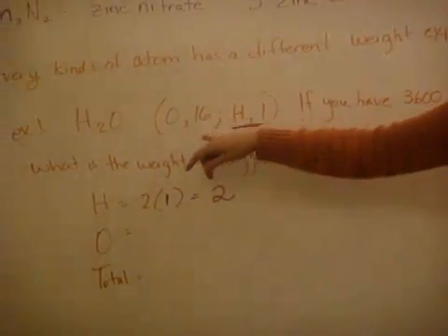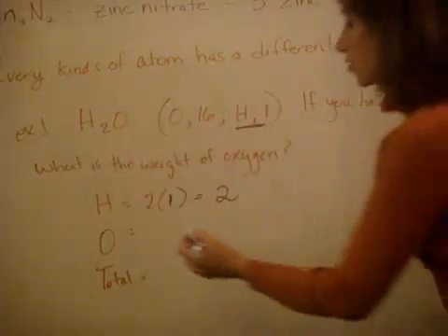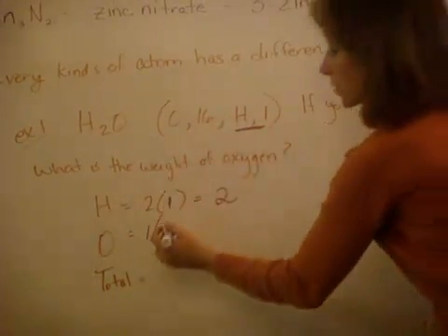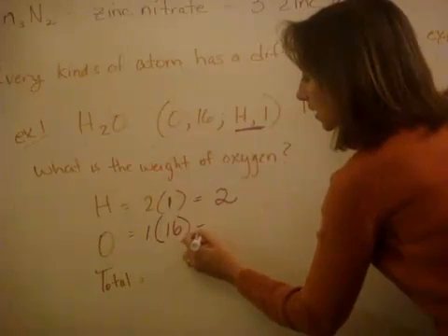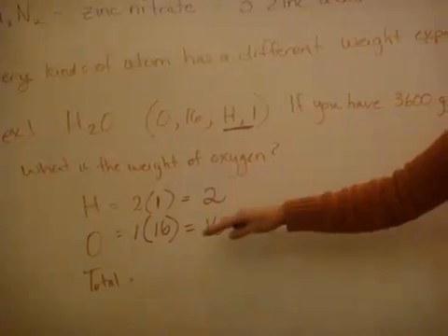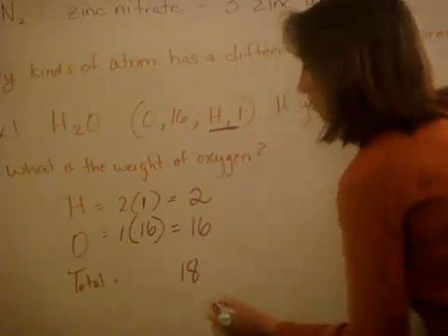Then we have to figure out the oxygen. If you look back here in the molecular formula, there's only 1 oxygen, but it weighs 16 grams. So we have to take it times 16. And we're going to get 16 grams. So the total weight of an H2O is 18 grams.